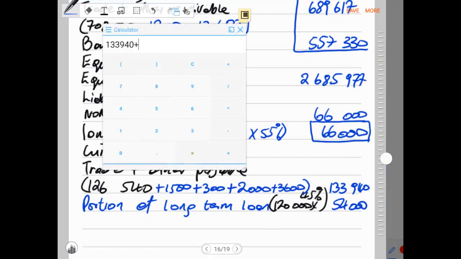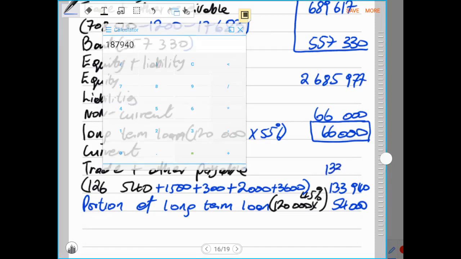133,940. Then after we say plus 54,000 rands, which was the short-term portion of the loan. 133,940 is here on top, not at the bottom. Then we add the two to get the total of the current liabilities, and I think that will give us 187,940. Let me confirm that.